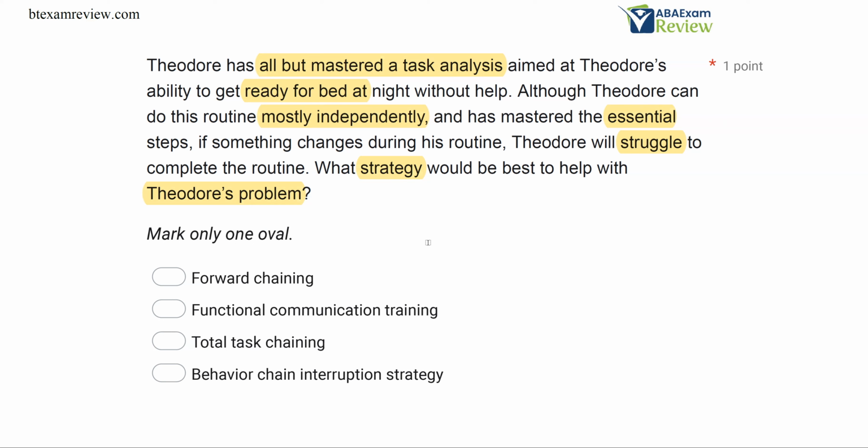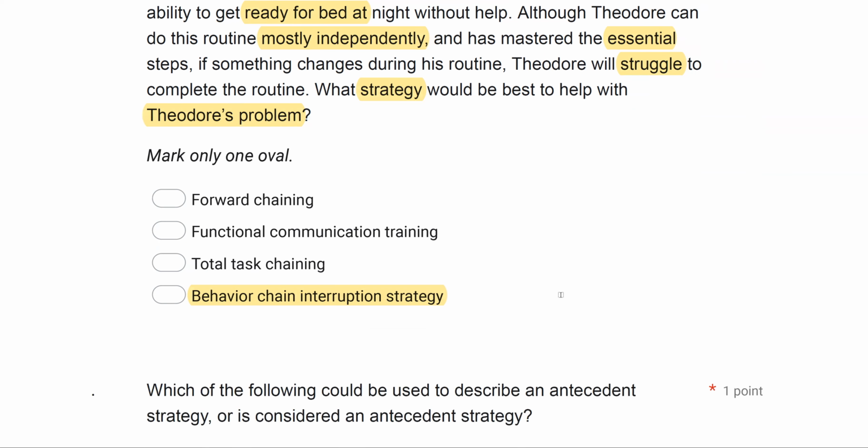So to address the issue of the steps changing leading to Theodore struggling, we're going to want to use a behavior chain interruption strategy, which is exactly what it sounds like. At some point in the chain, we interrupt that chain and get the learner to engage in a different, sometimes untaught response. So, in order to help Theodore conquer this issue of struggling when things change, we need to intentionally interrupt the chain and get Theodore to start acting differently and reacting when things don't go perfectly. So, what strategy would be best? A behavior chain interruption strategy.